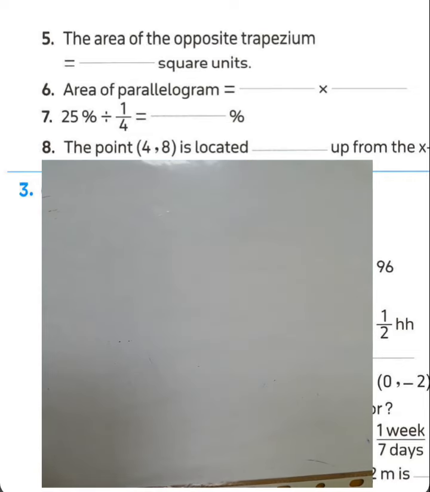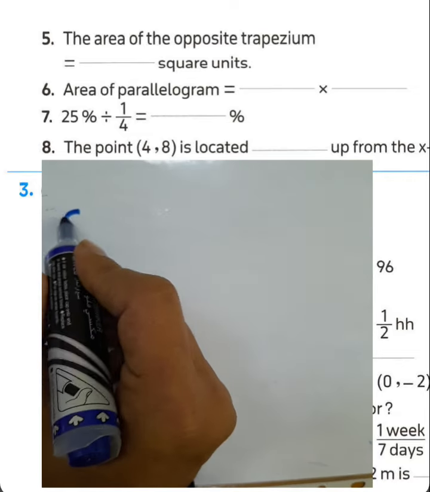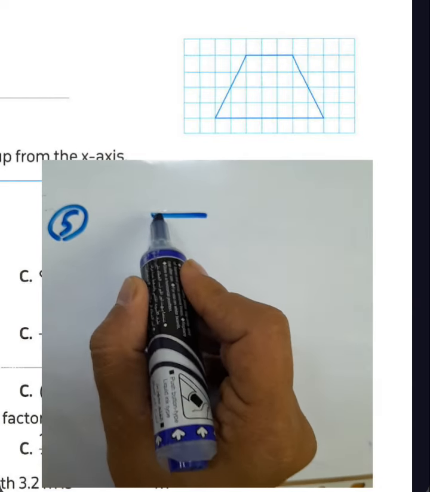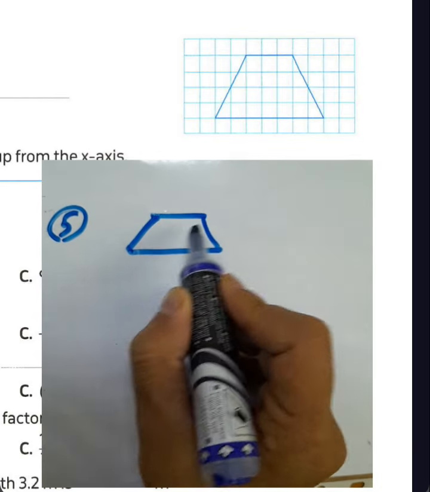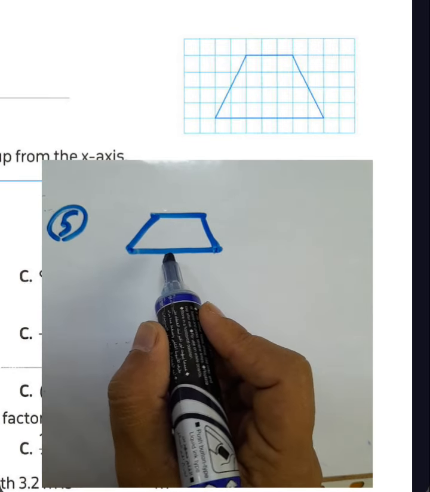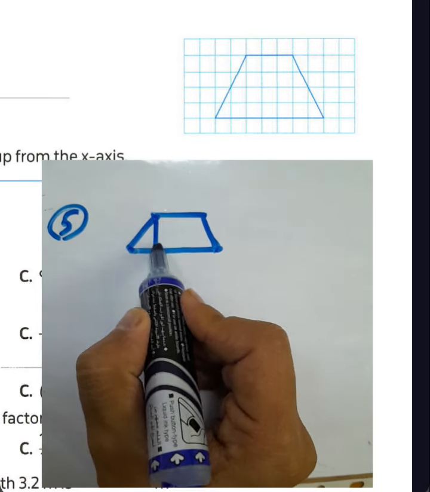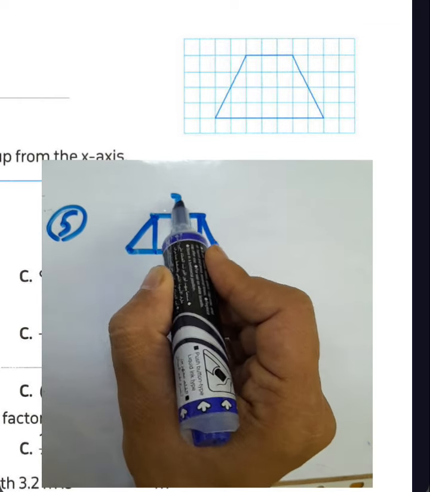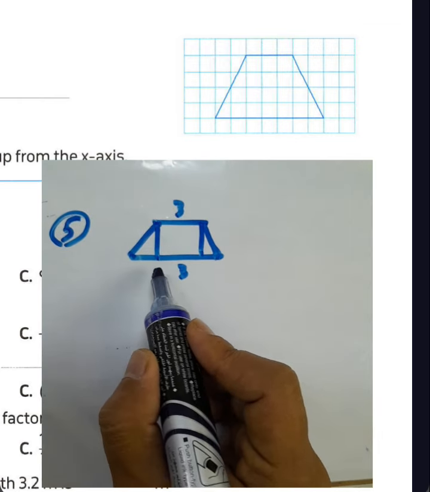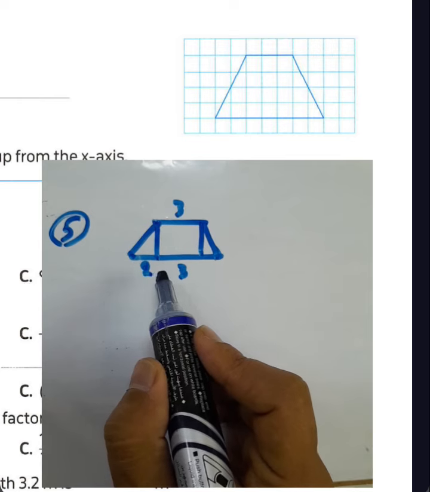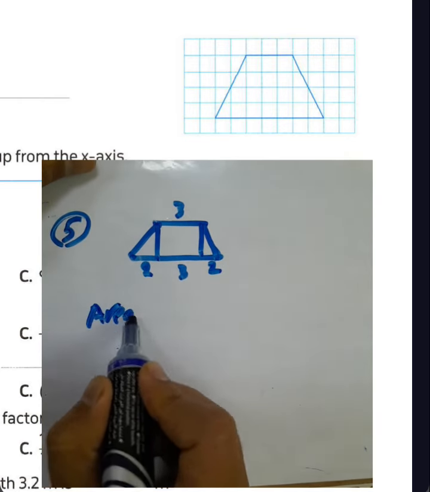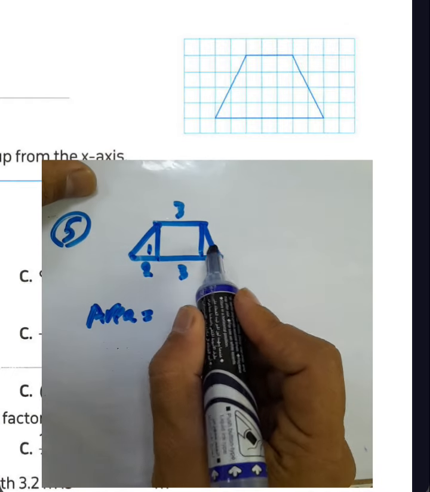The area of the opposite trapezium equals what? Look at this trapezium. We have base and height. The base was 1, 2, 3 units, okay. And the dimension here we have 2, and here we have 2. Then we can find the area of the first, second, and third parts.